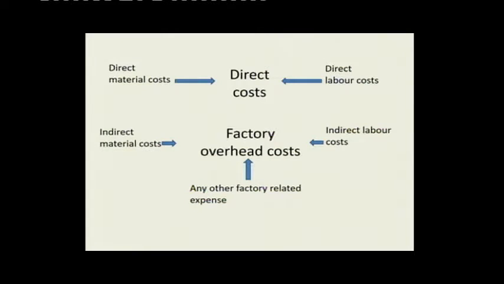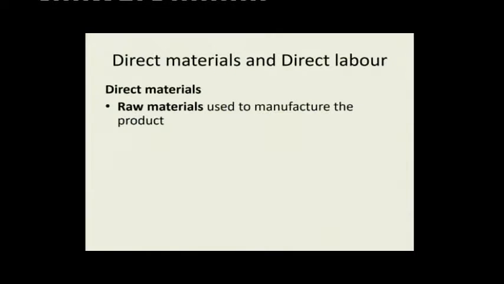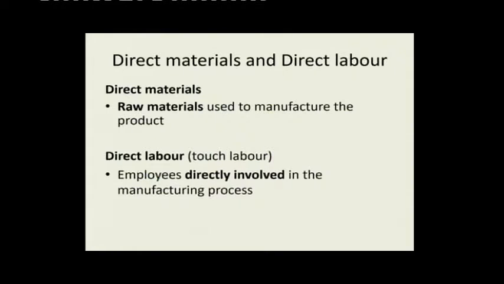So there's your two costs, direct costs and factory overhead costs. Now, your direct materials and your direct labor, those are known as prime costs. So sorry, let me just go through that. There's your direct materials. Like I said, raw materials used to manufacture the product. That is the direct materials. Direct labor, touch labor again, employees directly involved in making the product.